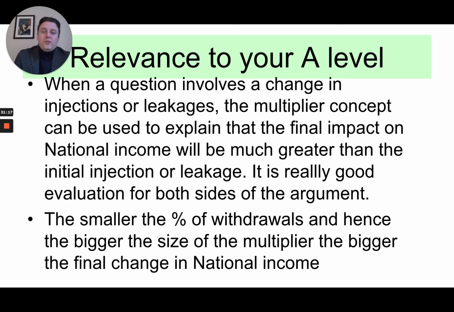So with your A-level or your IB, when a question involves a change in injections or leakages, this concept can be used to explain the final impact on national income. So it's a really good argument for fiscal policy, any kind of fiscal policy, cutting taxes or increasing government spending. It's a really, really good argument. Equally, if you're talking about austerity, you can go into the negative multiplier effect. So it's a really good one to use. The examiners really love seeing you discuss the multiplier in your answer.